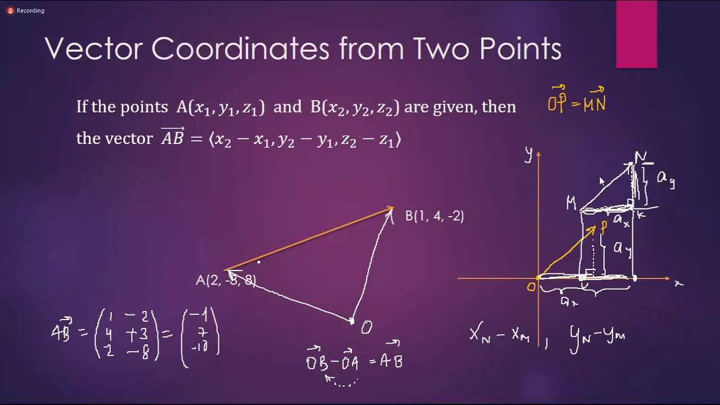Or sometimes it's actually easy to just compare the values of the coordinates and think, okay, in the X direction, going from 2 to 1 means going minus 1. In the Y direction, going from minus 3 to 4 means going plus 7. And in the Z direction, going from 8 to minus 2 means going minus 10 steps. So we can also think this way. But what we have to remember is that it's always end minus start. Endpoint coordinates minus start point coordinates.